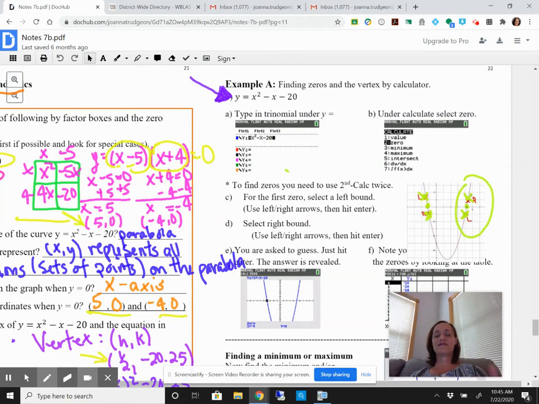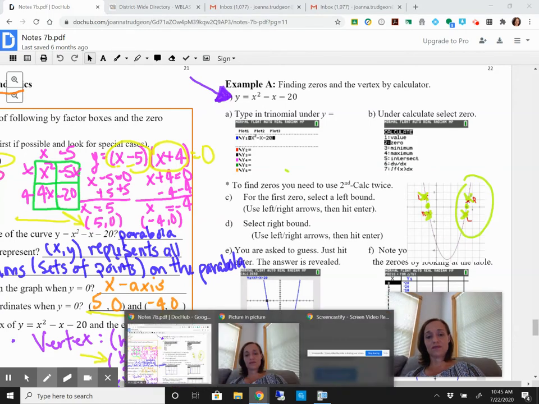So try not to think of things as above and below. Try to think of them as to the left and to the right of the thing that you're trying to find. And we're trying to find that 0. So our left bound is something to the left of it. So now going back here to my calculator.